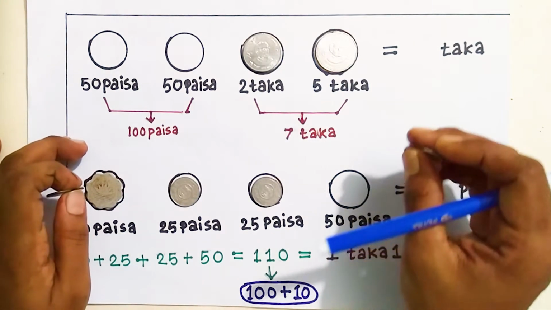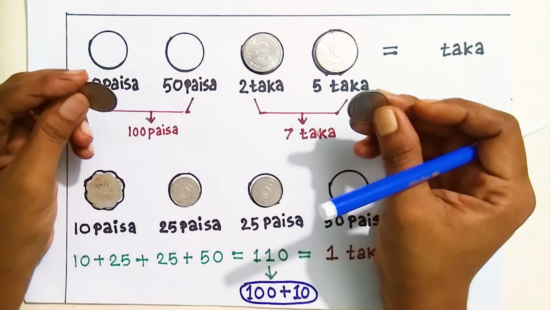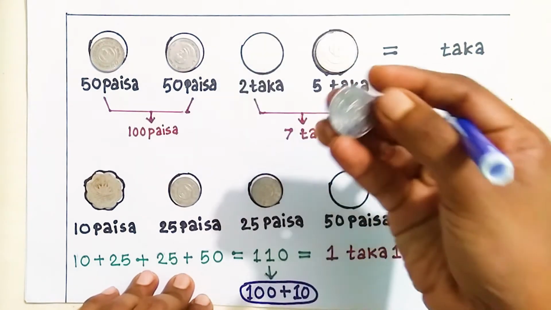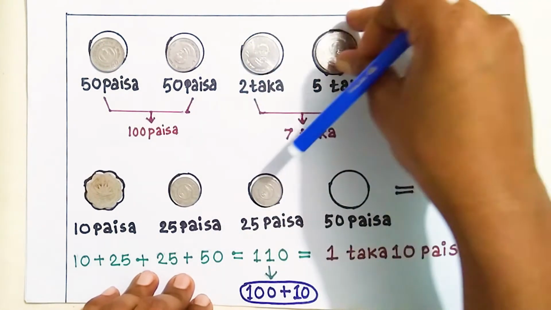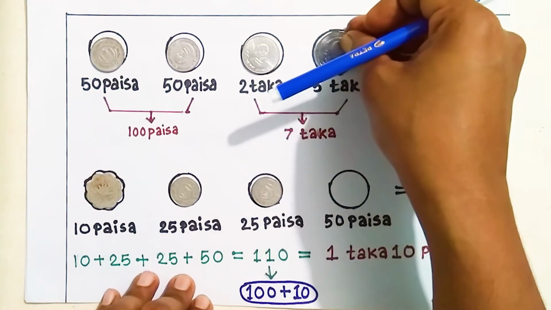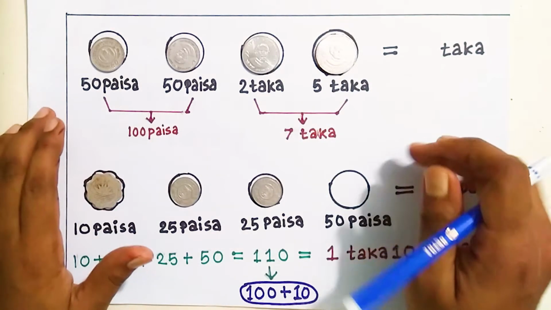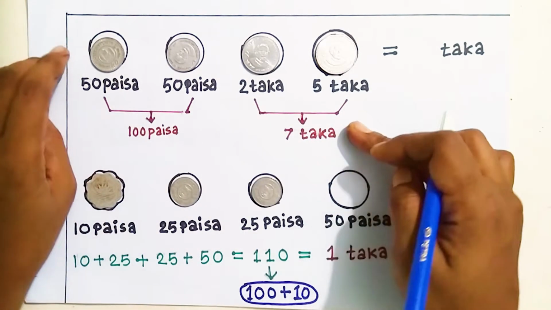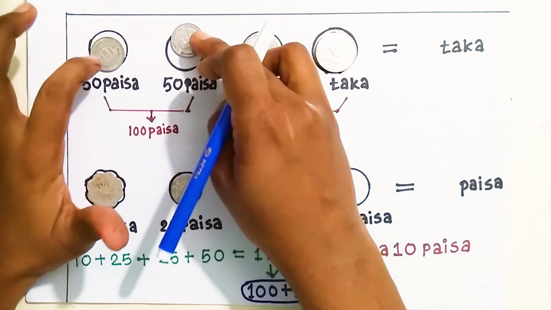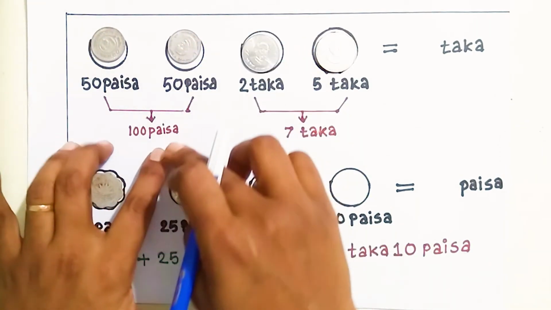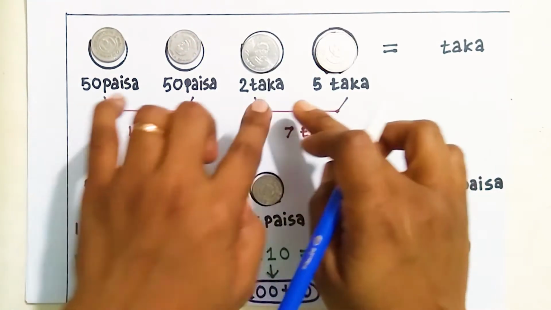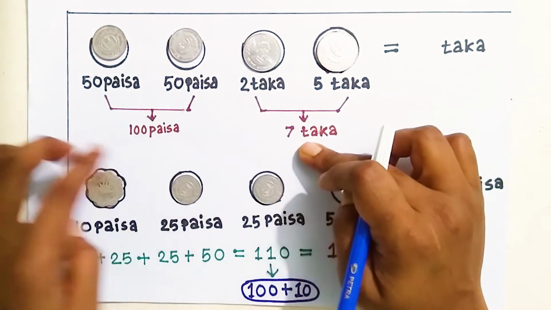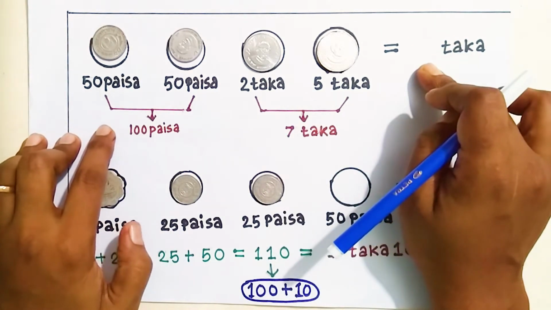For another example, here are two 50 paisa coins, one 2 taka coin and one 5 taka coin. Now count what is the total amount. Now see here, 50 paisa plus 50 paisa will make 100 paisa, and 2 taka and 5 taka make 7 taka. So how many taka is here?